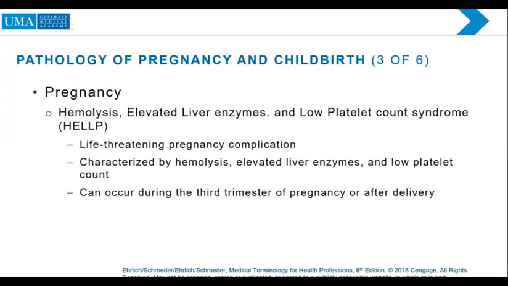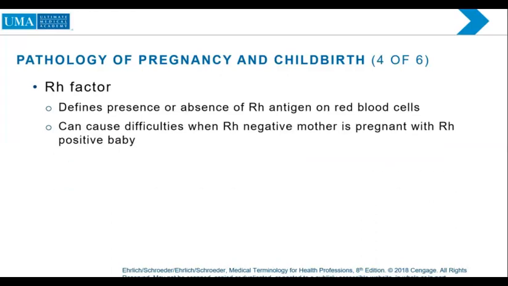Hemolysis, elevated liver enzymes, and low platelet count syndrome. This can be a life-threatening pregnancy complication. It is characterized by hemolysis, elevated liver enzymes, and low platelet count. It can occur during the 3rd trimester of pregnancy or after delivery. The Rh factor defines the presence or absence of the Rh antigen on red blood cells. It can cause difficulties when an Rh negative mother is pregnant with an Rh positive baby.